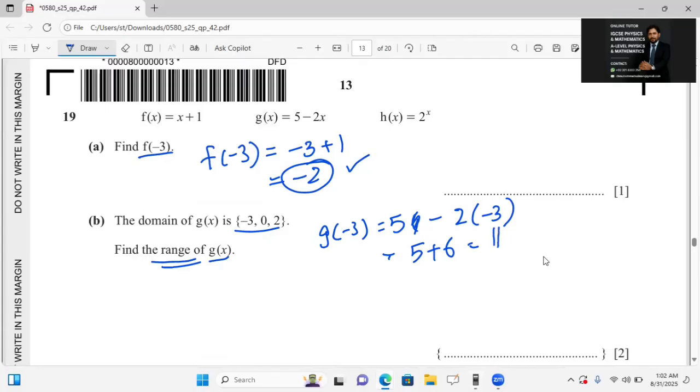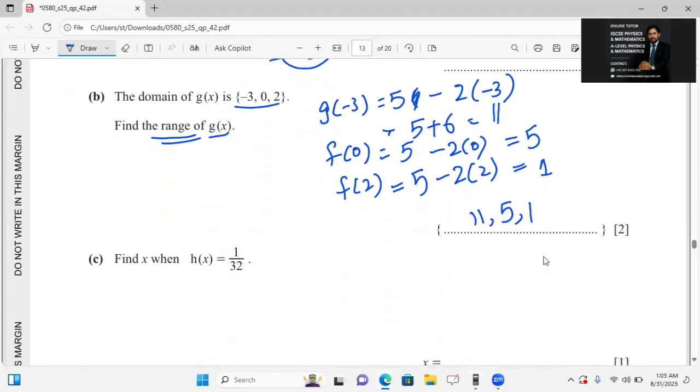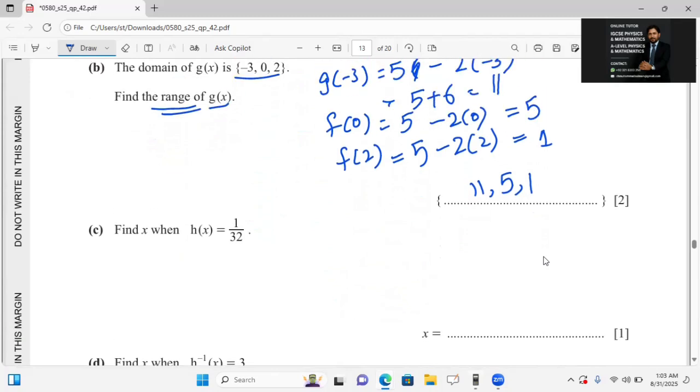After that, when I put 0, then I will get 5. g of 0 is equal to 5 minus 2 into 0, which gives me 5. When I go for g of 2, then it is equal to 5 minus 2 into 2, so 2 into 2 is 4, and it is equal to 1. So the range values 11, 5, and 1 should be written in the form of a range. Next, h of x is equal to 1 by 32.